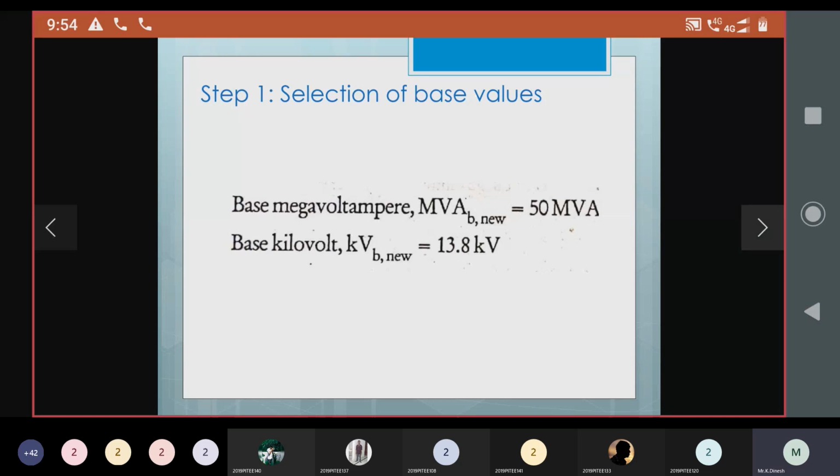Now the reactance of G1. The new reactance equals X per unit old into KVB old by KVB new, the whole squared, into MVAB new by MVAB old. The old value is mentioned in the problem. For the generator it is 20%, 0.2. KVB old is 13.8 and KVB new is also 13.8, the whole square, so it gets cancelled. MVAB new is 50, old is 20. So 50 by 20 into 0.2, you get 0.5 per unit.